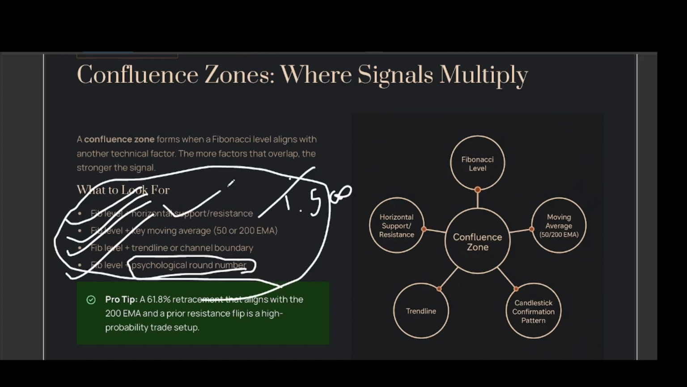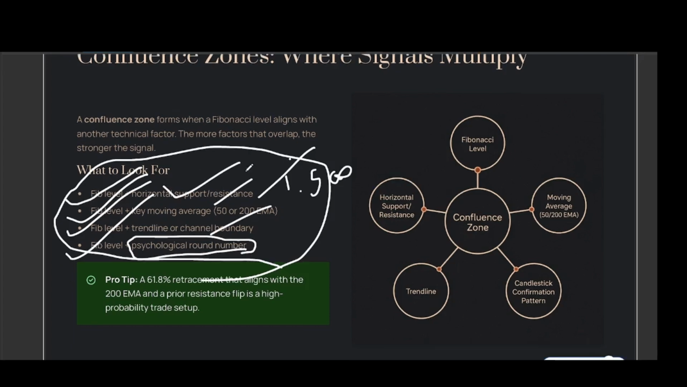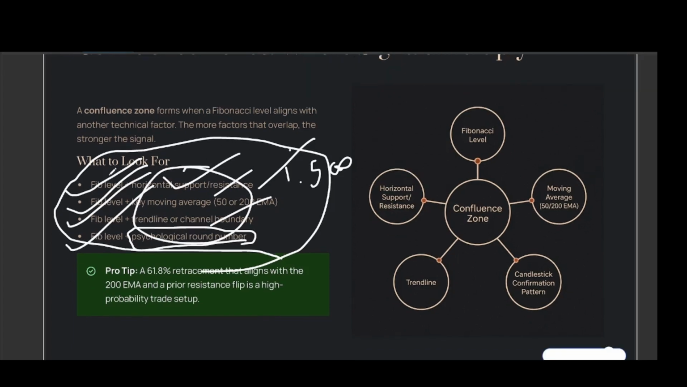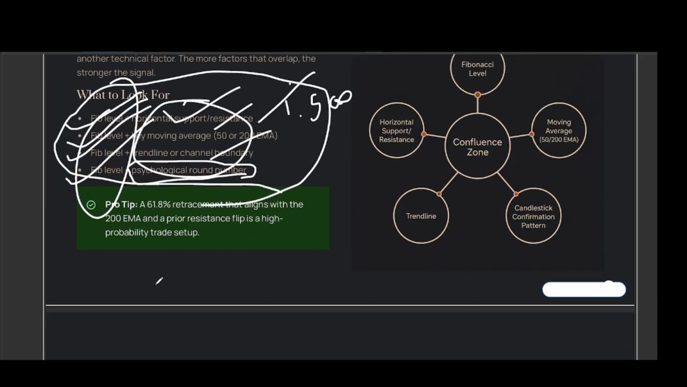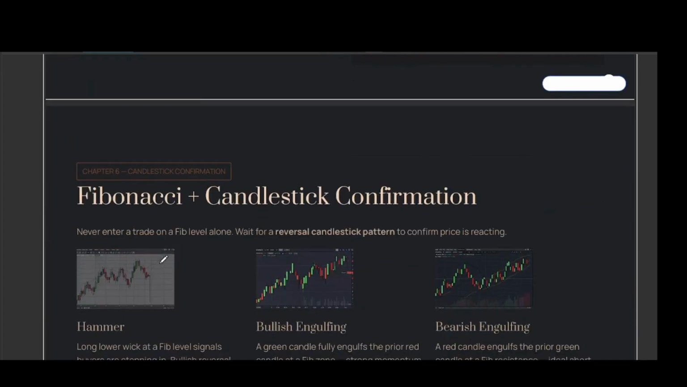If you want a video on support and resistance, moving averages, or trendlines, these have all already been uploaded. You can just check out these videos and this Fibonacci level video. You can combine them and make a really good strategy. 61.8 is the golden pocket zone. You can combine it with the 200 EMA, which acts as strong support and resistance.